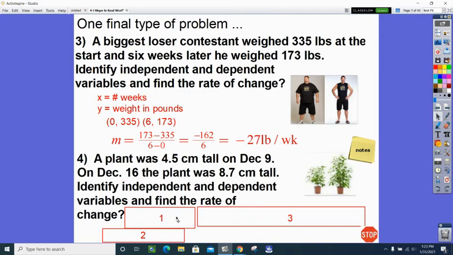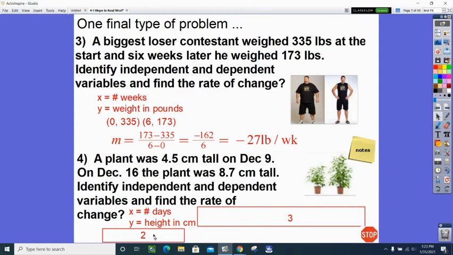Okay, so independent, dependent: your X should have been the number of days, and your Y should be the height in centimeters. Make sure you put your units in there, okay? The height depends on how many days have gone by, not the other way around. So now we need 2 points.